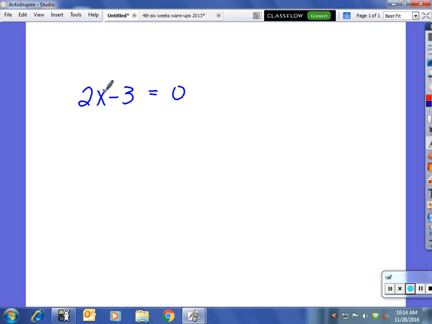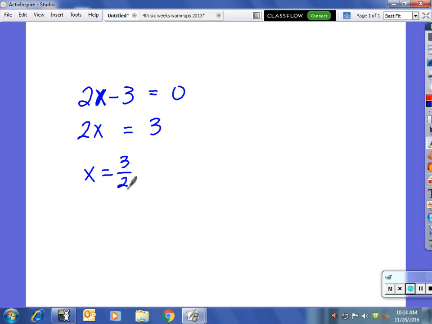Okay. No, you want x by itself. What are you going to do? You add 3, yes. Add 3 to both sides. You would get 2x equals 3. Then what? Divide by 2. So what would x equal? 3 halves. 1.5. Yeah, 1.5 and 3 over 2 is the same thing.